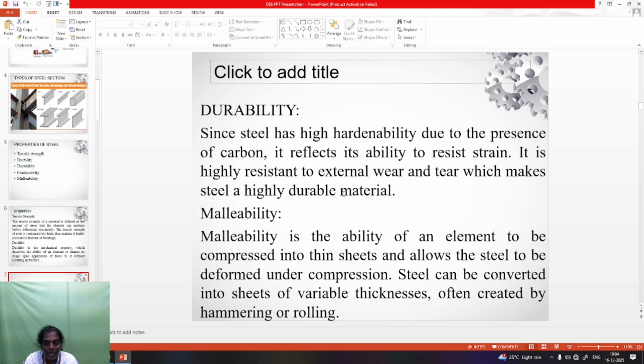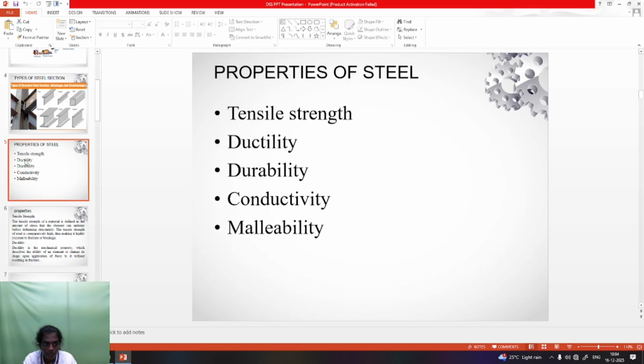Next is malleability. Malleability means that a member, a compression member such as a stud, or a big member, is converted into a sheet or bar. The steel compression member or column member is converted into a sheet member by rolling or some other process such as hammering. That is malleability. So these are the five properties of steel.